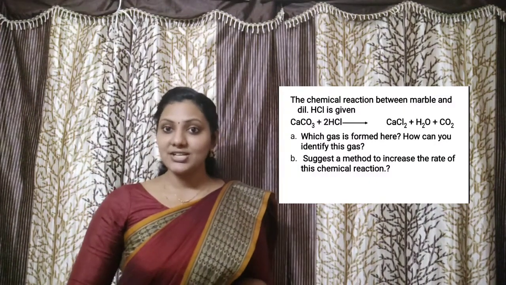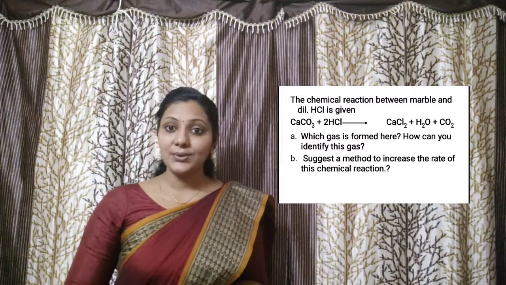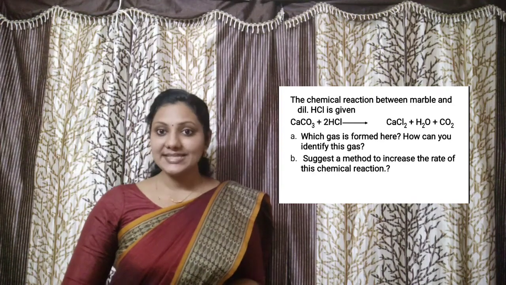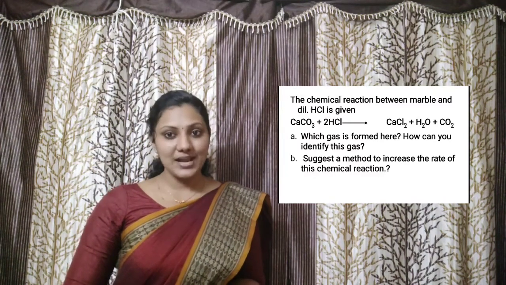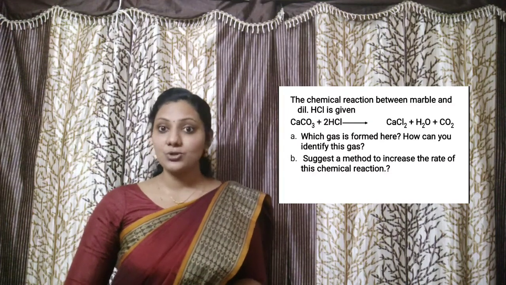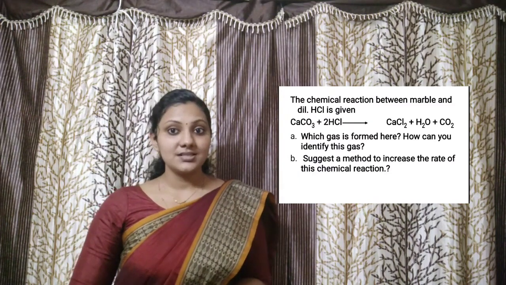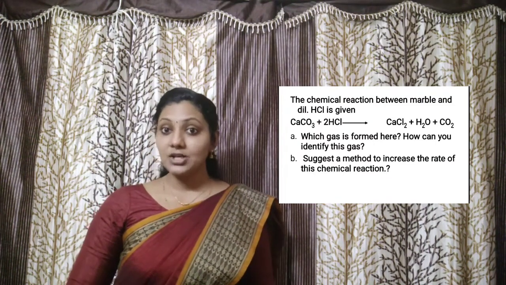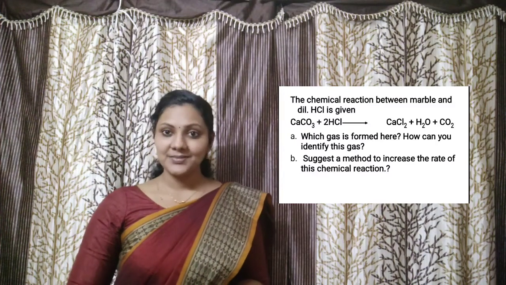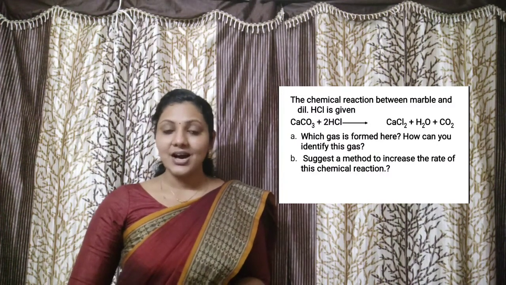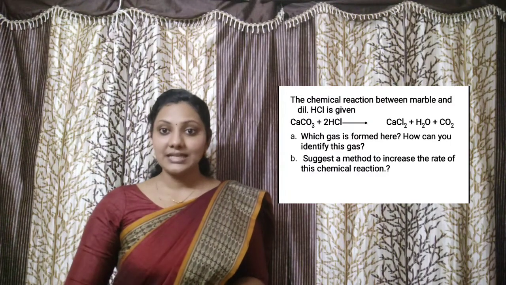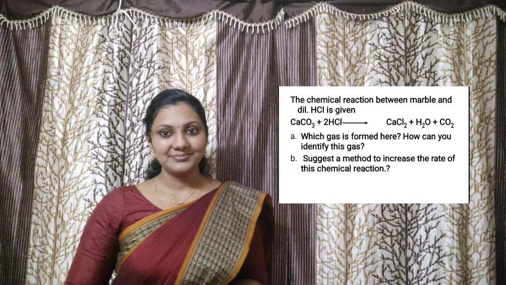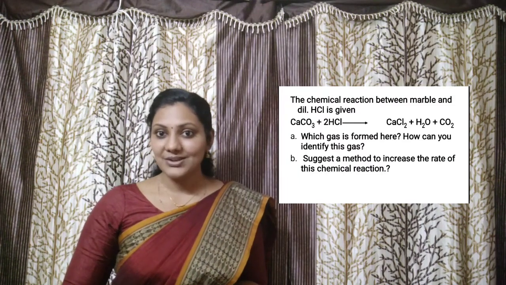So now students, here is a small question for you. This is the chemical reaction between marble and dilute hydrochloric acid. CaCO3 plus 2HCl gives CaCl2 plus H2O plus CO2. So the first question is, which is the gas formed during this reaction? Suggest a method to identify this gas. And the second question is, how can we improve or increase the rate of this chemical reaction? So, what is your answer?